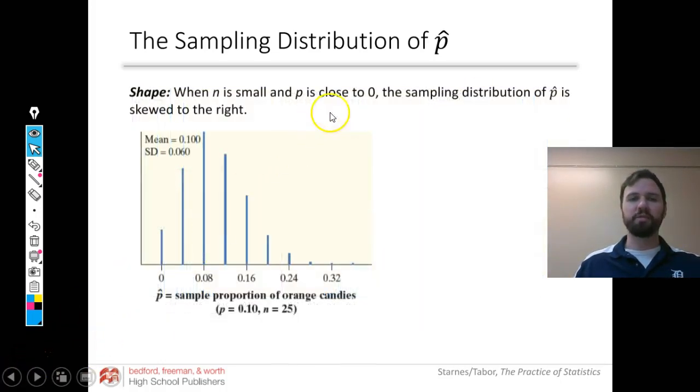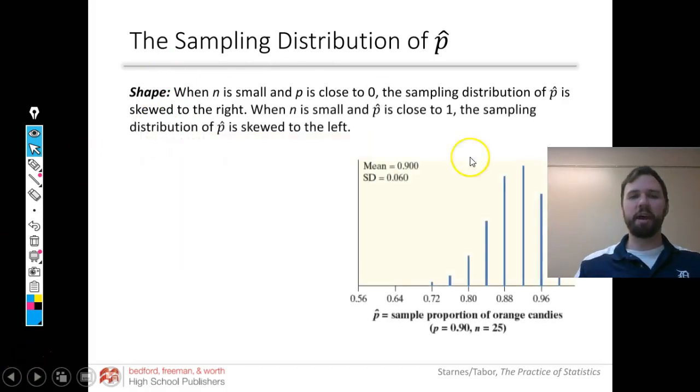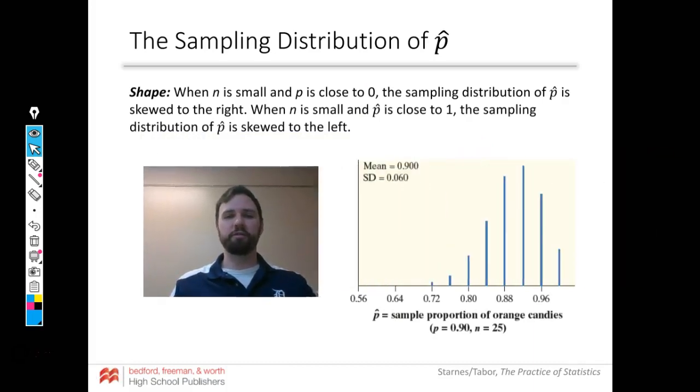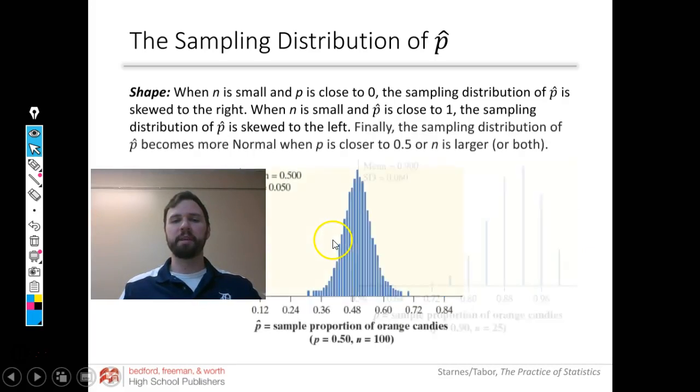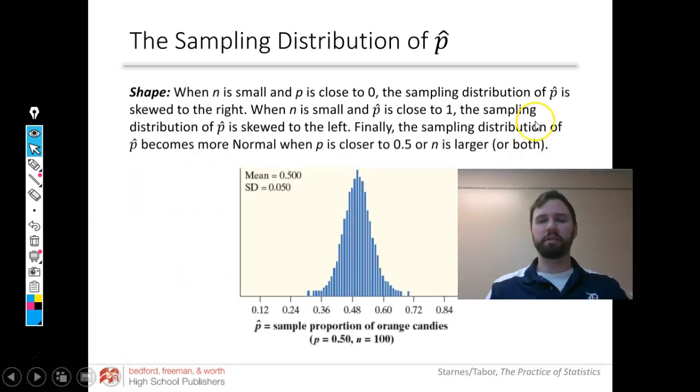And talk about shapes. For example, when n is small and p is close to 0, it's always going to be skewed to the right. Okay? So you're going to always have some values that are a little bit higher than the rest. Now, if n is small and p is close to 1, then it's going to be skewed left, because most of them are going to be to the right. There'll be a few outliers over there. And when p is close to 0.5, it's going to look normal.